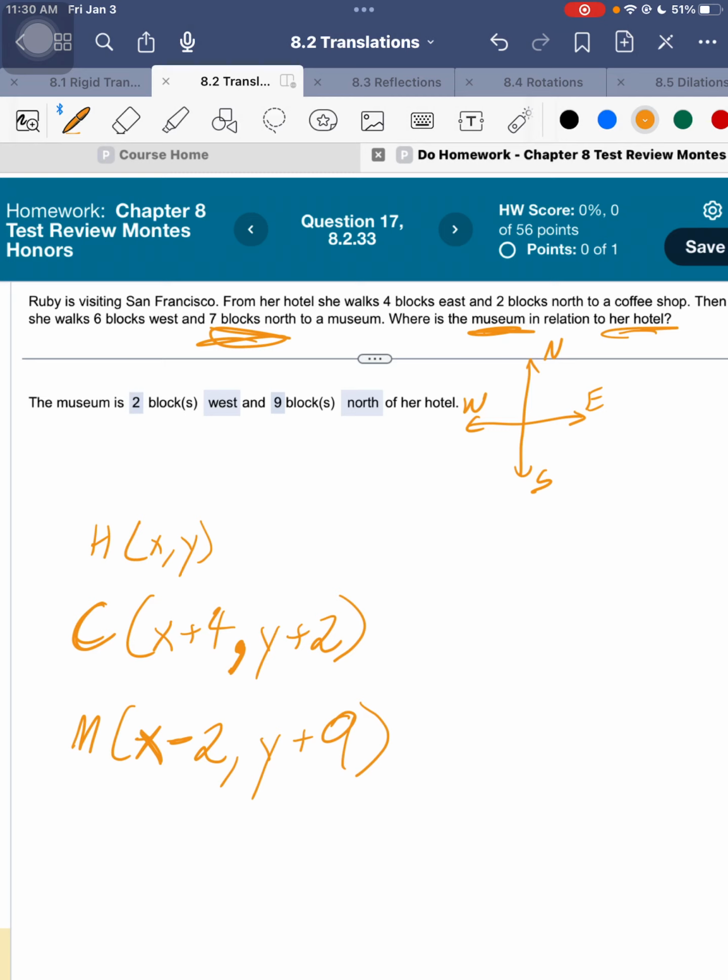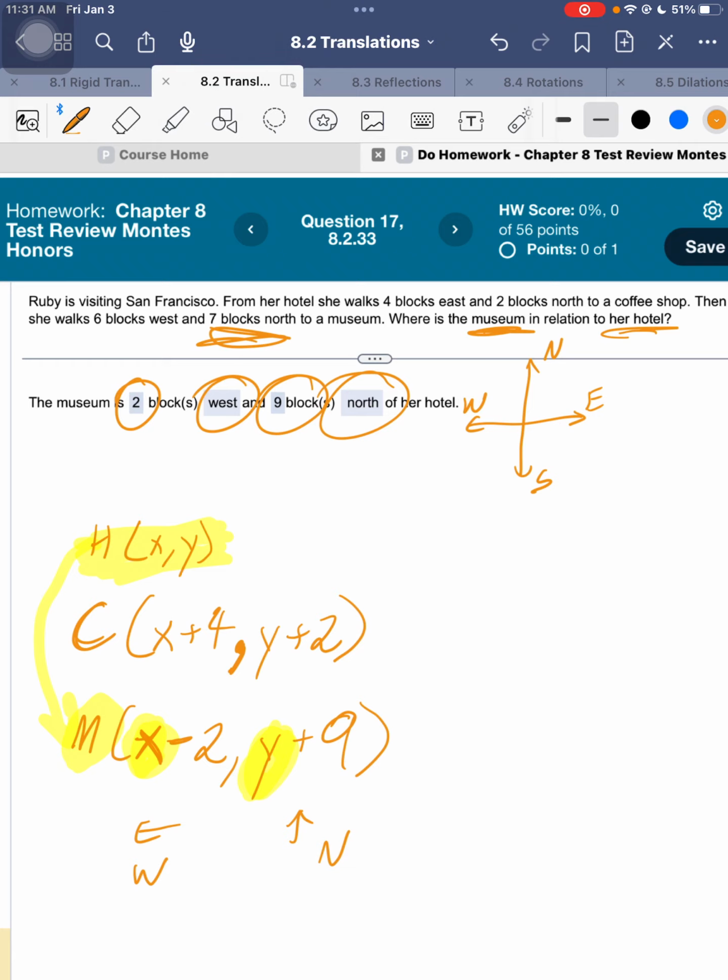Well, that's why we've been keeping this x and y, because this is the perspective from the hotel. So to go from the hotel to the museum, we would have to go 2 blocks west, because we're subtracting, and then 9 blocks north. So 2 blocks west and 9 blocks north. Okay?